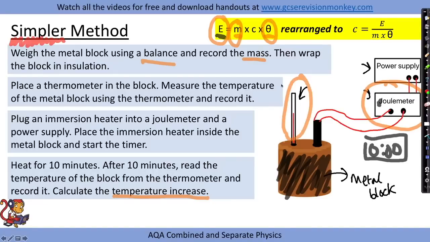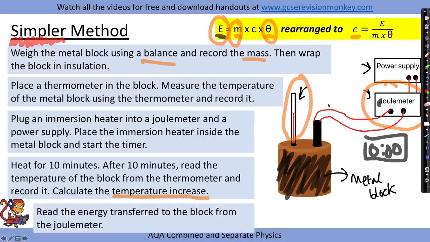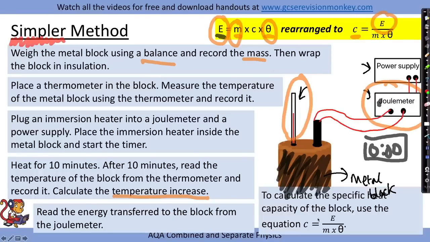So the final thing we need to do is rearrange that equation on our data sheet to make it specific heat capacity equals, and that would equal energy divided by mass times temperature change. So to do that, we read the energy transferred to the block from the joule meter. That will give us the E like we said, and then we put the numbers into our equation. Specific heat capacity equals energy divided by mass times theta.